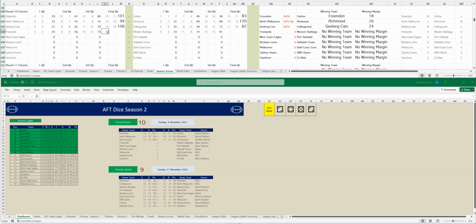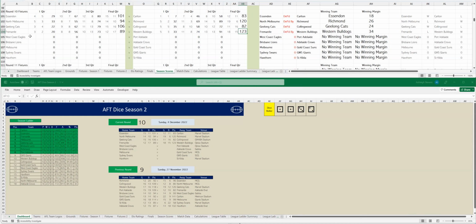And Fremantle have kicked 2 goals 4. So that's 12 goals 17 to Western Bulldogs 5 goals 2. So that's 18 goals 15. And in the end, Western Bulldogs have won by 34 points. Bulldogs are pushed up to 10th. And Fremantle are still in 3rd position.